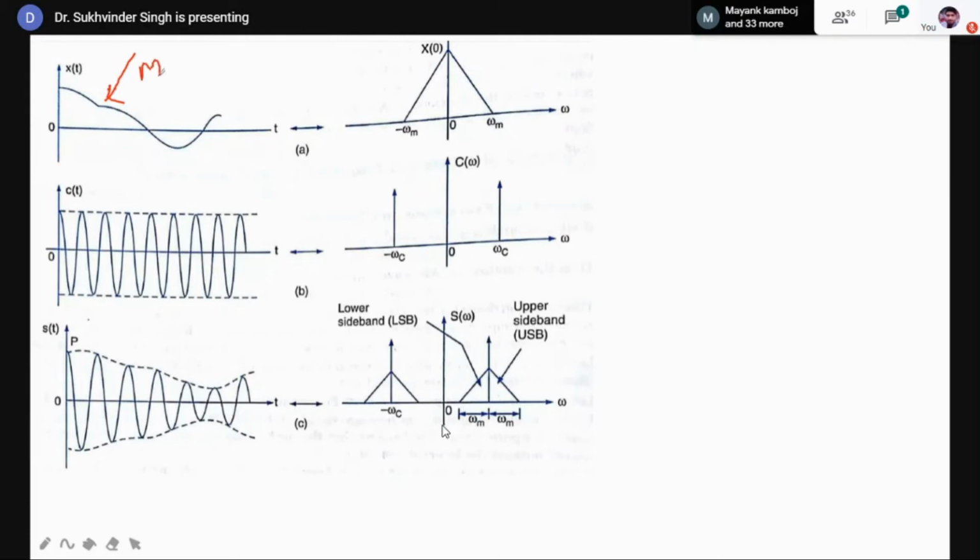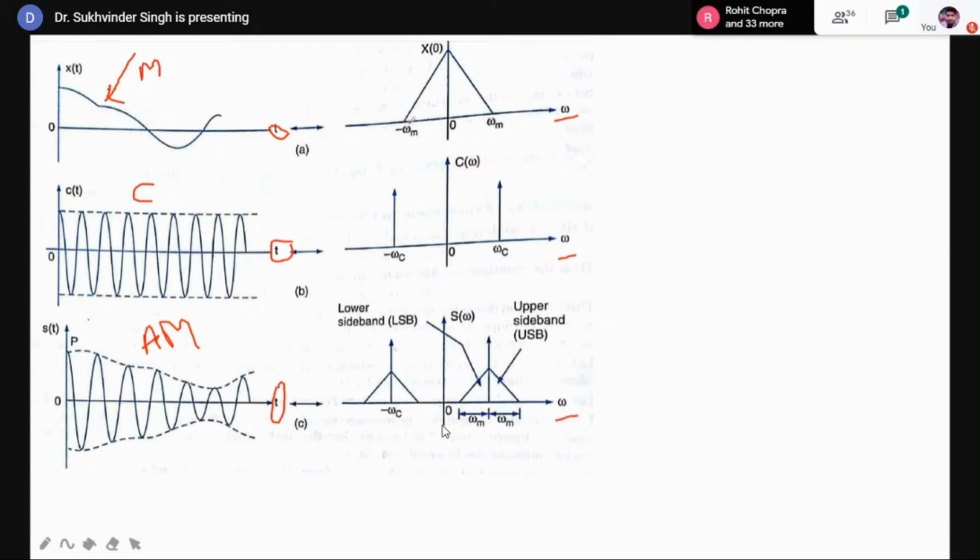Let us call it small m, the modulating signal. This is our carrier wave, and this is the amplitude modulated wave. So this is in time. All these three signals earlier were present in the time domain. You can see that the x-axis of every signal is in the time domain, and now we have achieved them in the frequency domain.